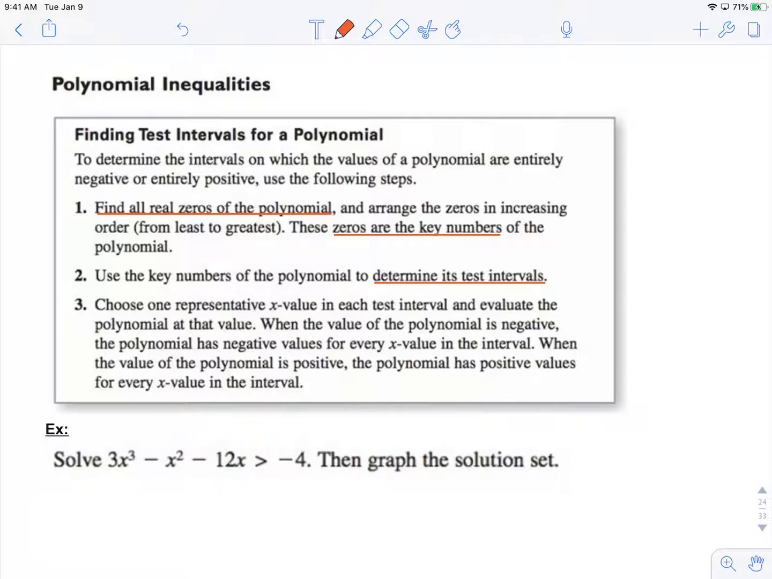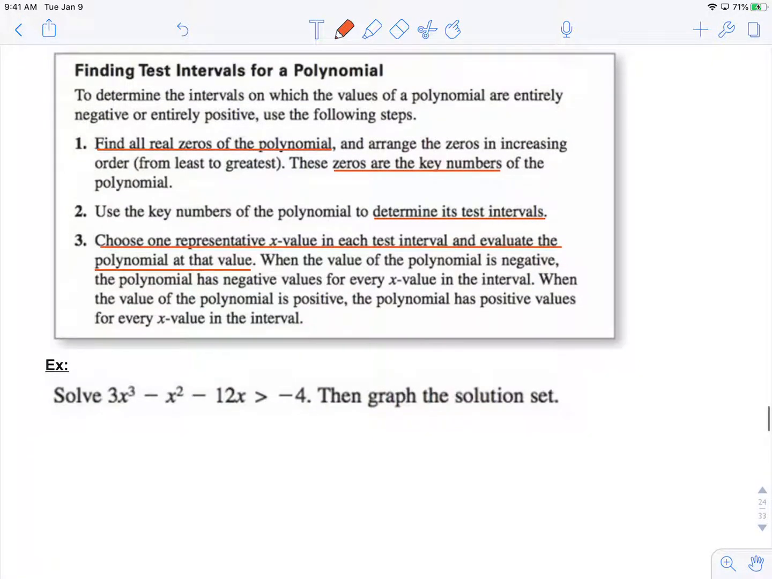Lastly, we will choose one representative x value in each test interval and evaluate it in the polynomial. When the value of a polynomial is negative, the polynomial has negative values for every x value in that interval. When the value of a polynomial is positive, the polynomial has positive values for every x value in the interval. So let's try one example right now together. We'll definitely do more next class.